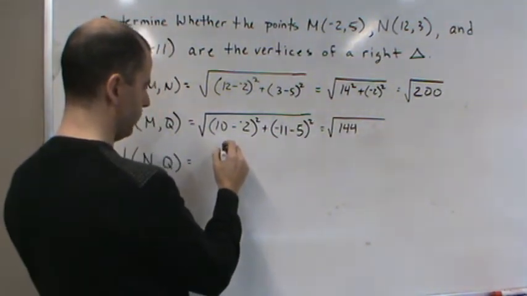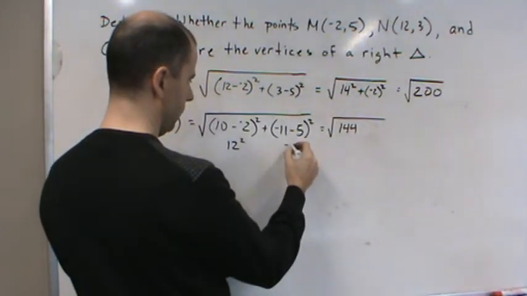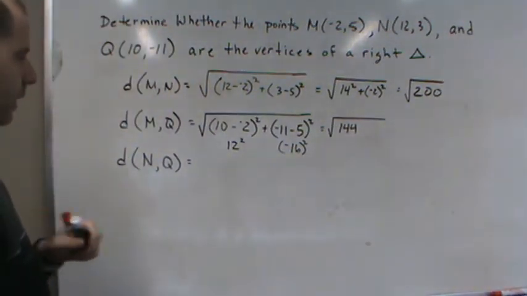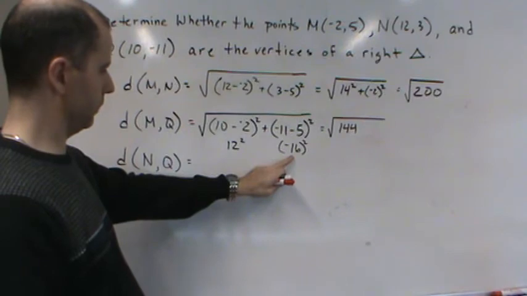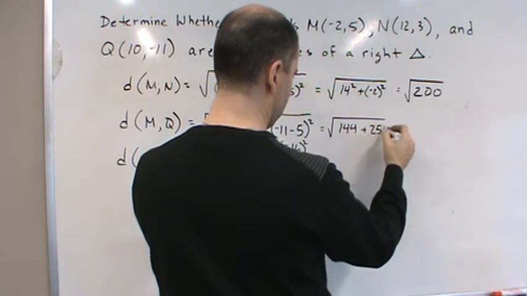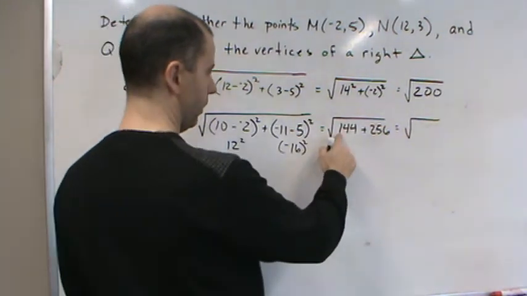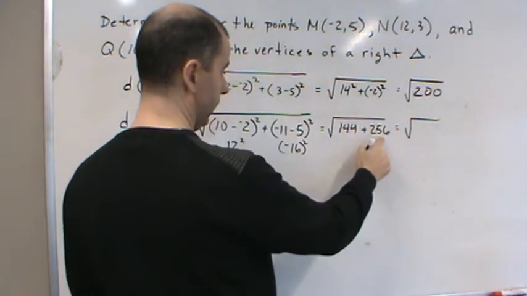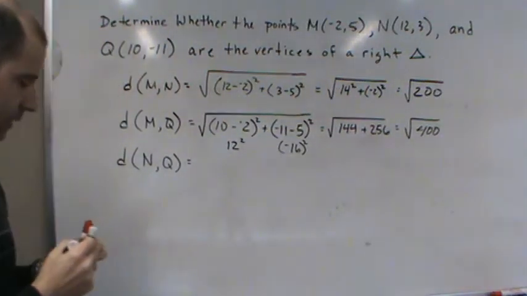So if you want to write it out, this will be 12 squared plus negative 16 squared. Negative 16 squared is 256. And so if we add those together, we're going to get 400. So let's just leave it as that.